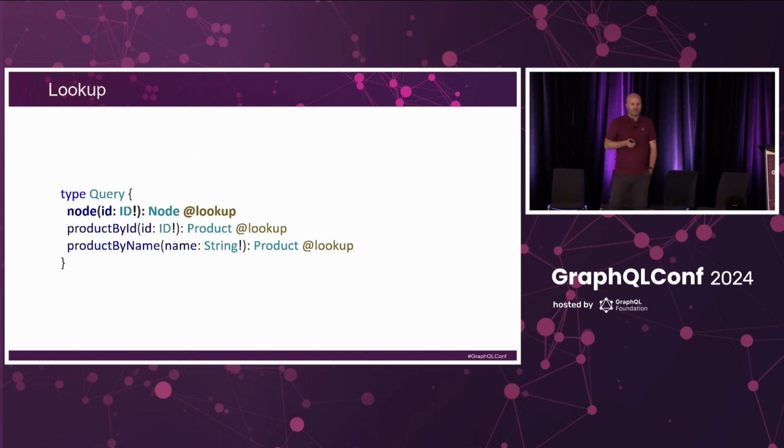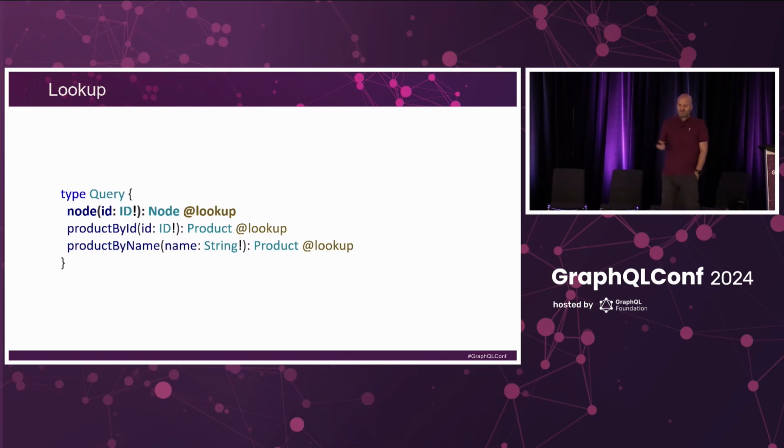The concept of a lookup is also baked into the best practices of GraphQL. We're actually using lookups for a long time. If you use, for instance, Relay, you might know the Global Object Identification specification, which is part of the GraphQL server specification for Relay.